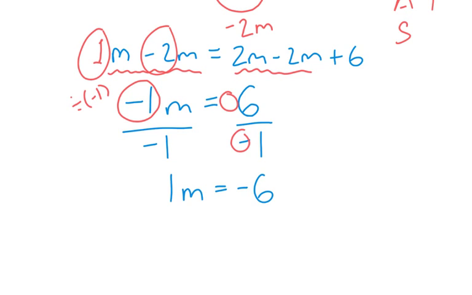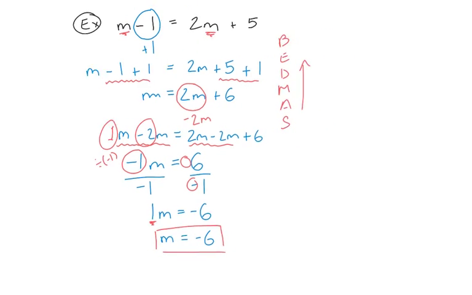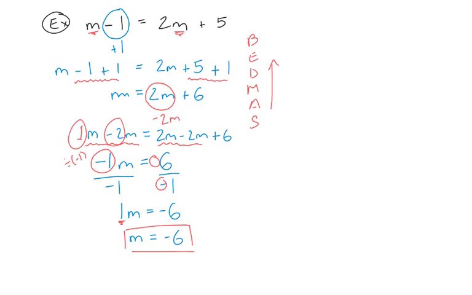Last but not least, although I did write in this one in the previous step, that was kind of redundant. But as you recall, anything multiplied by positive 1 remains exactly the same. So positive 1 times m is just m. And that negative 6 is the same. So our final answer is m equals negative 6. And let's zoom out to show you all the work that was required for this question.